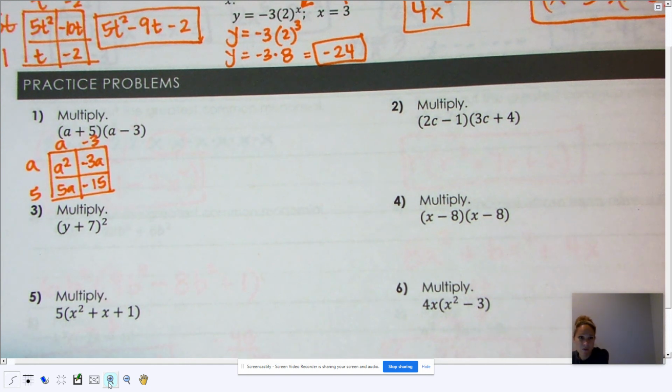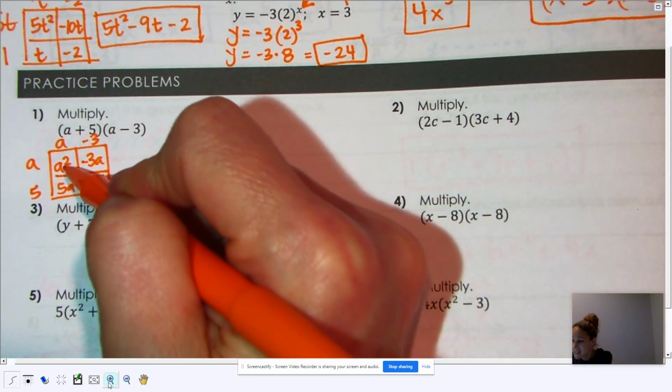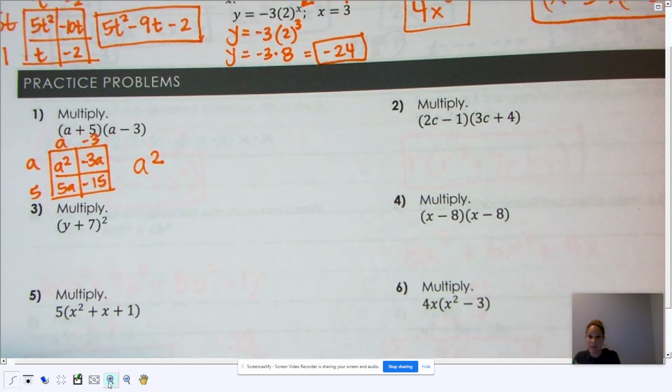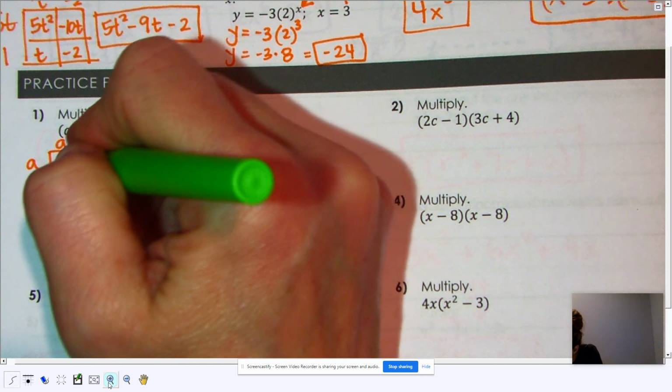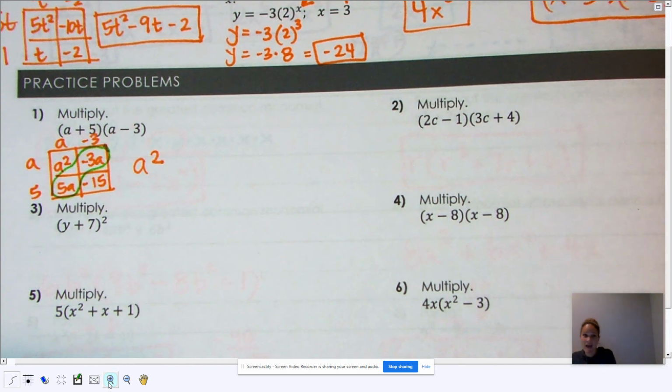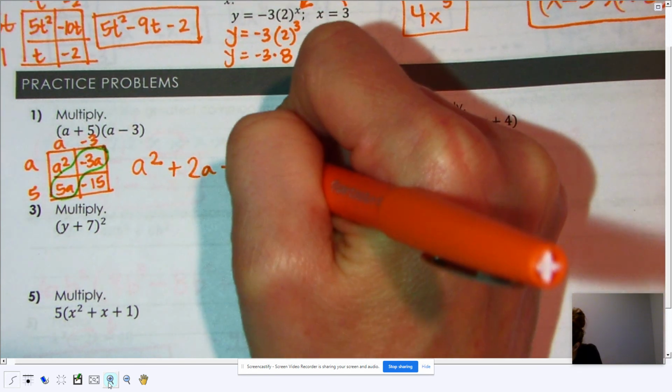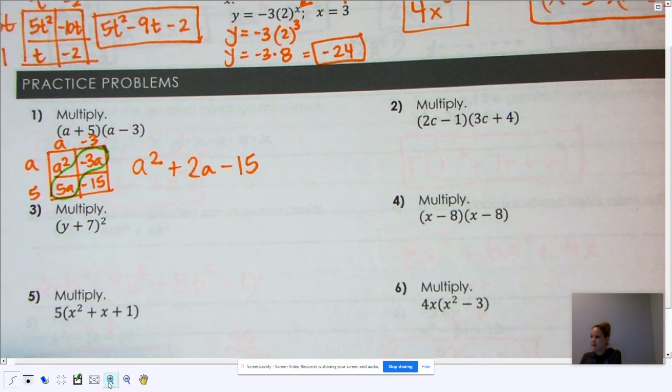So I'm just going to put those in standard form. So I'm going to start with the highest exponent. So I'm going to write that a squared. I am going to combine my like terms. So that 5 and then take away 3 of them. And so I have 2 a's left and then minus 15. And that is my final answer.